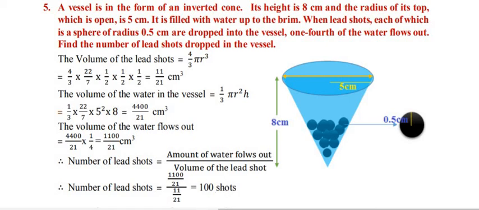So if you drop 100 lead shots in the inverted cone of radius 5 cm and height 8 cm, which is filled with water, then what happens? If you drop 100 shots, then 1/4 of the water flows outside the conical vessel. So this is how we can calculate the number of lead shots dropped inside the vessel.